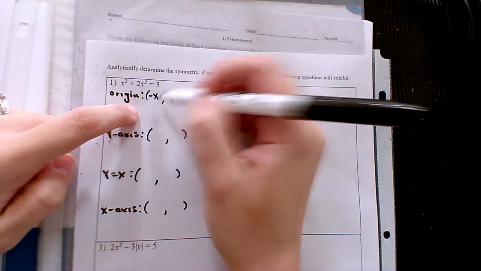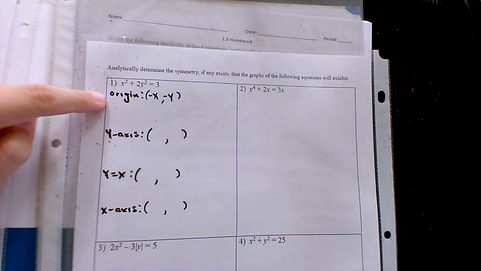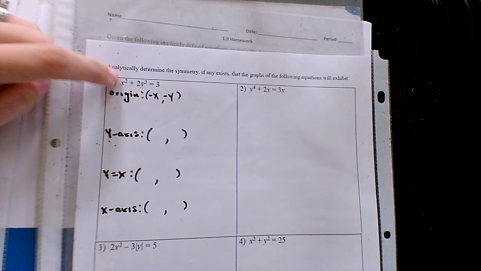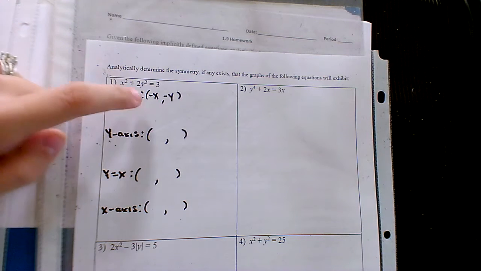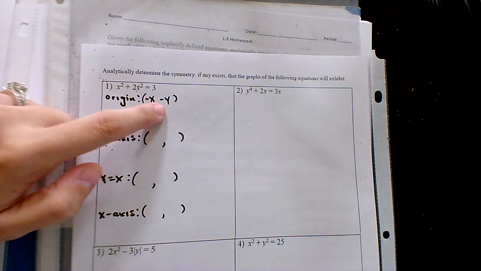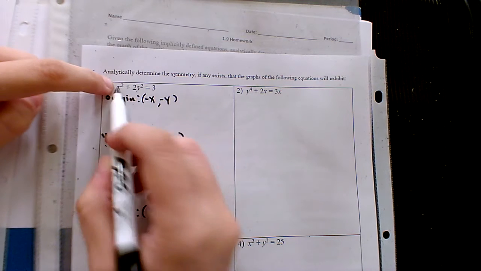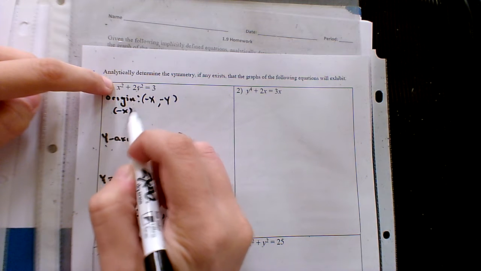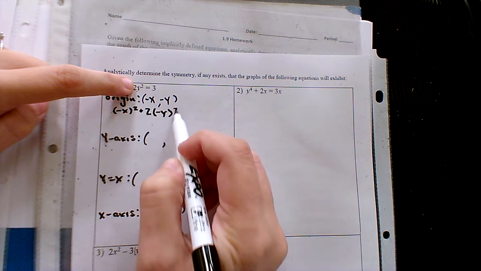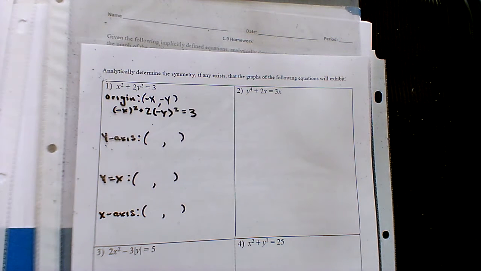Negative x, negative y. Okay, so that's the ordered pair we're going to test for origin symmetry. Let's see if we can actually do that. So in this original equation, we're going to substitute in a negative x for every x and a negative y for every y. So for this x, we'll plug in negative x, and for that y, we'll plug in negative y.